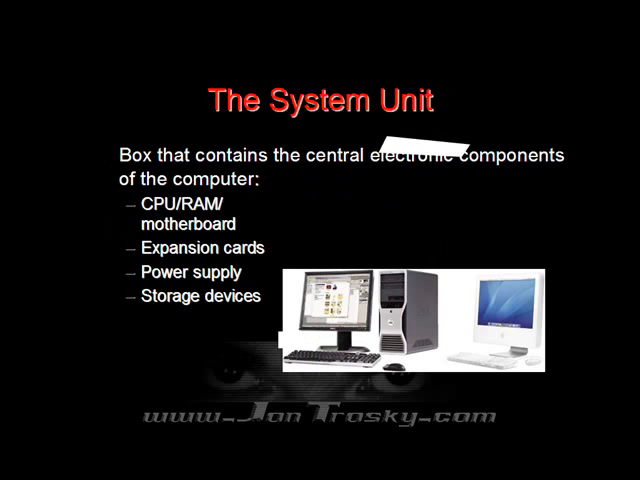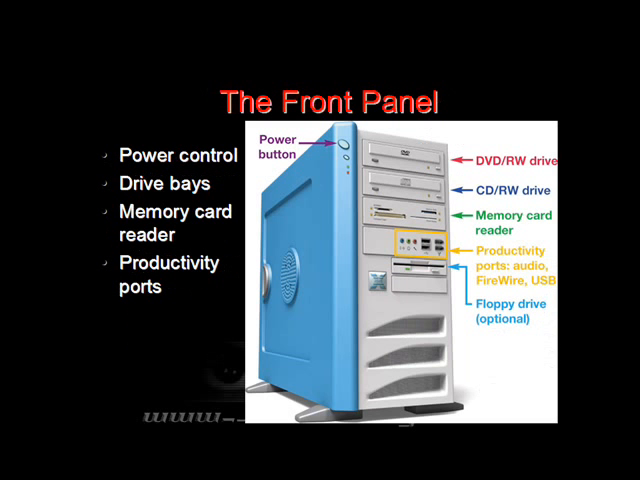The system unit. This is the box that contains all the electrical components of the computer: your CPU, your RAM, your motherboard, the expansion cards, the power supply, and all the storage devices. On the front panel of most computers is your power button. Also, your drive bays, such as your DVD drive, your CD drive, and possibly a memory card reader. There are also ports, such as FireWire, USB, and sometimes headphone and microphone jacks.